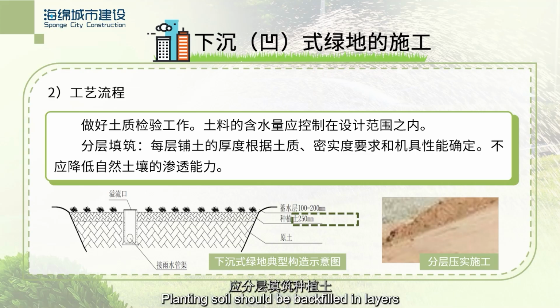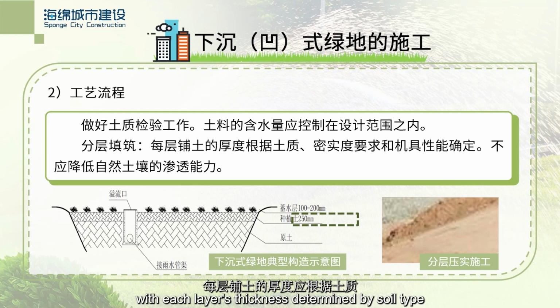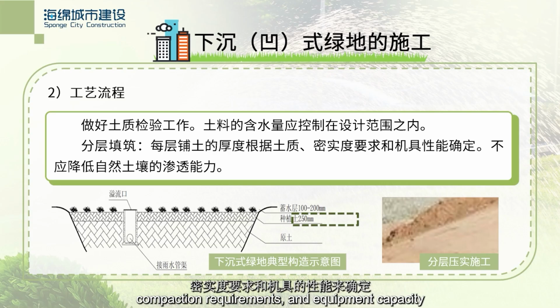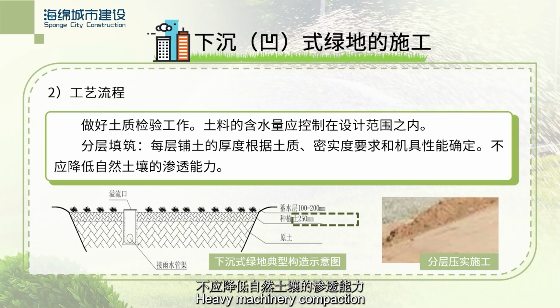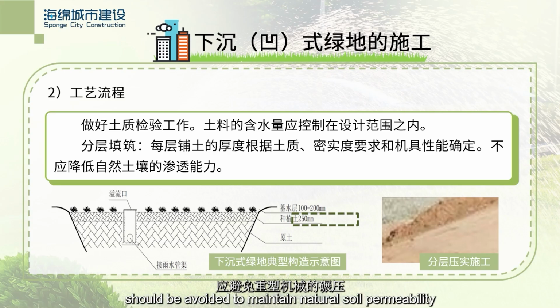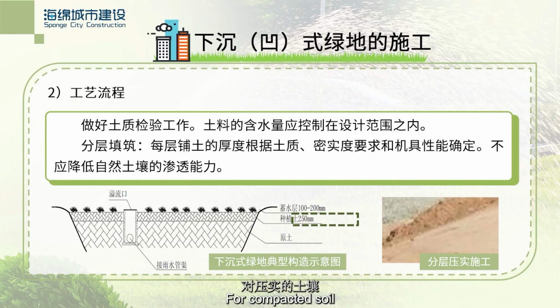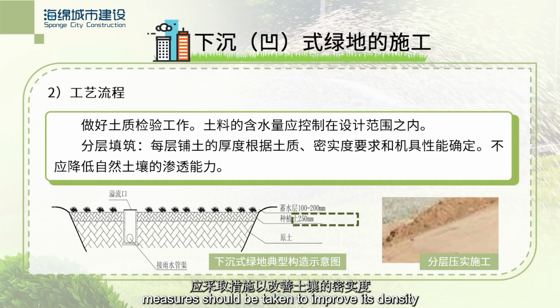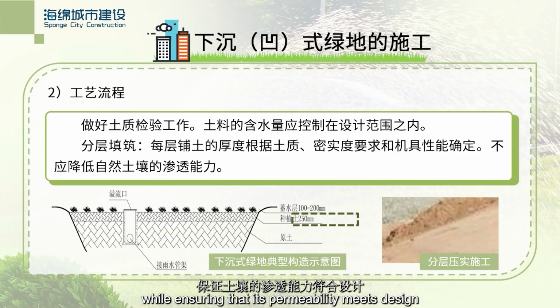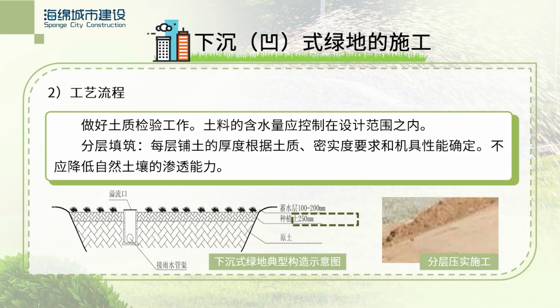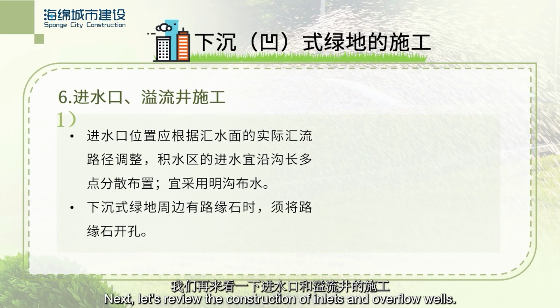Planting soil should be backfilled in layers, with each layer's thickness determined by soil type, compaction requirements, and equipment capacity. Heavy machinery compaction should be avoided to maintain natural soil permeability. For compacted soil, measures should be taken to improve its density, while ensuring that its permeability meets design and regulatory requirements. Next, let's review the construction of inlets and overflow wells.